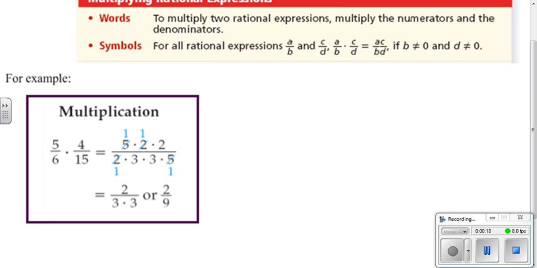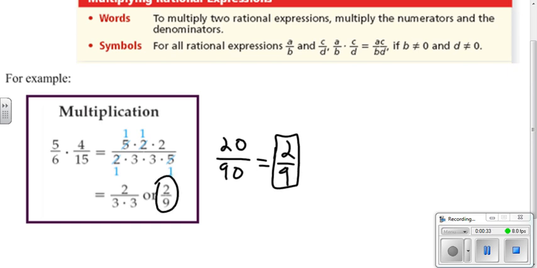We could just multiply right across the top and say 5 times 4 is 20, and 6 times 15 is 90, and then simplify from there, pull a 10 out of each of those, and get 2/9, which is what they had in the end over here as well. So that would work. Or another way we can do this is we can cross things out vertically from all of our factors to kind of reduce them down like we did here. We took out the 10 from each piece.